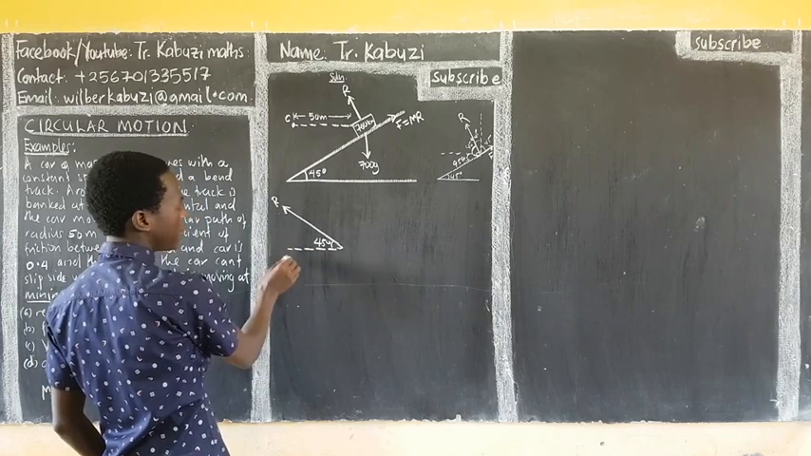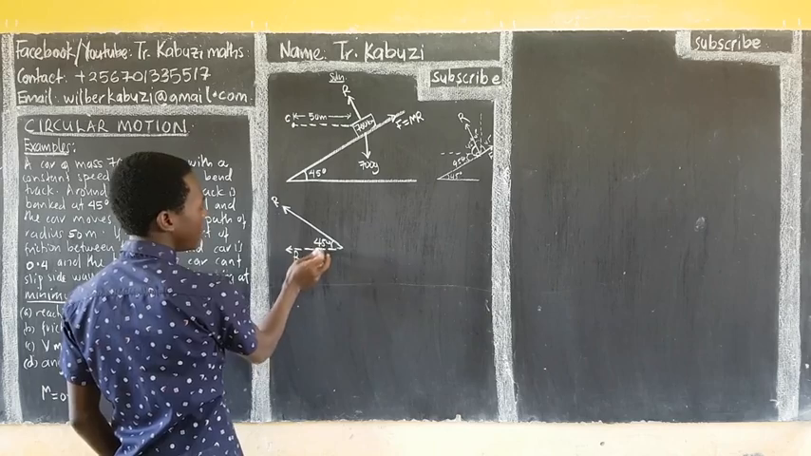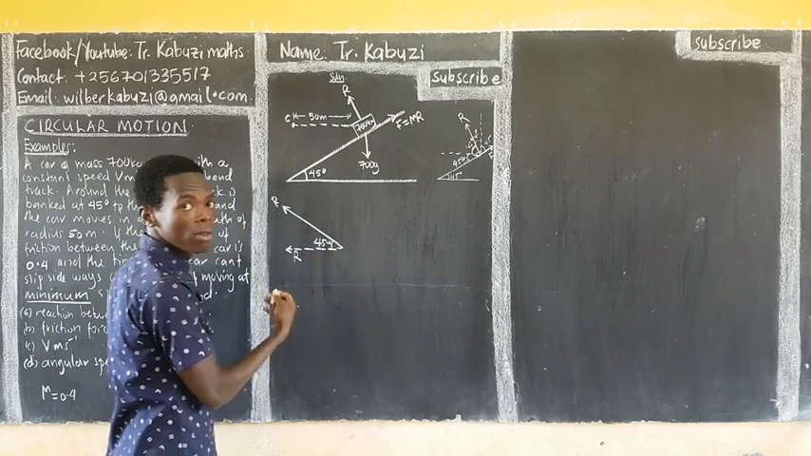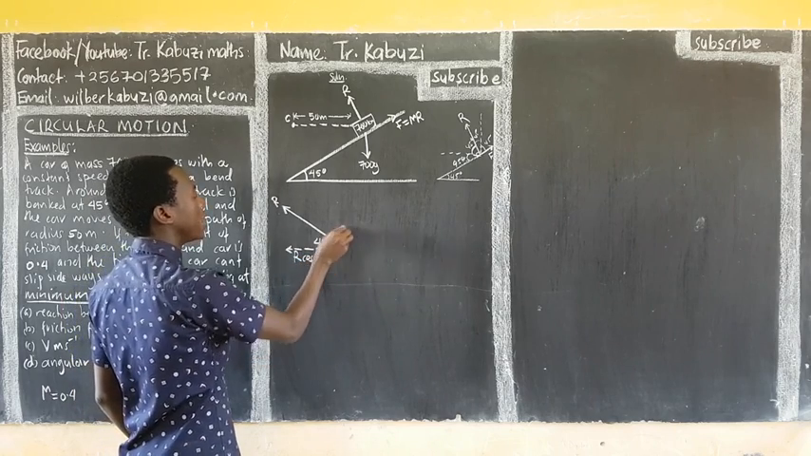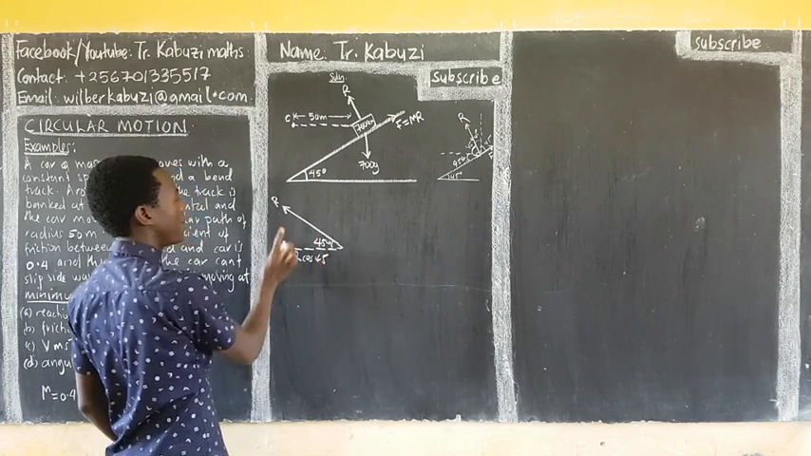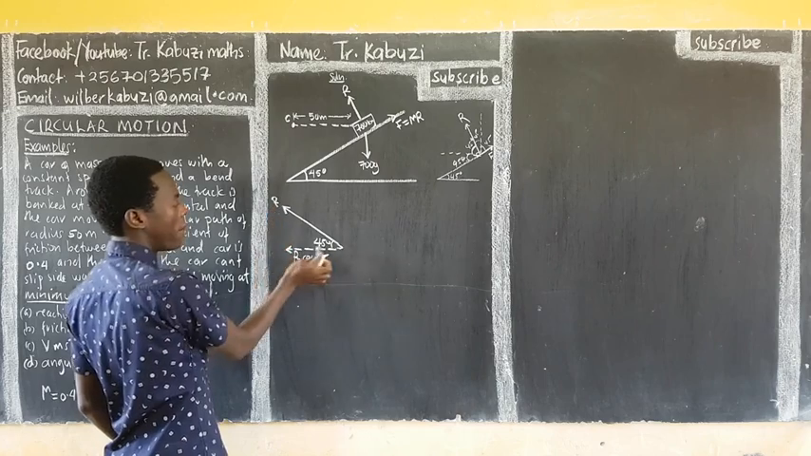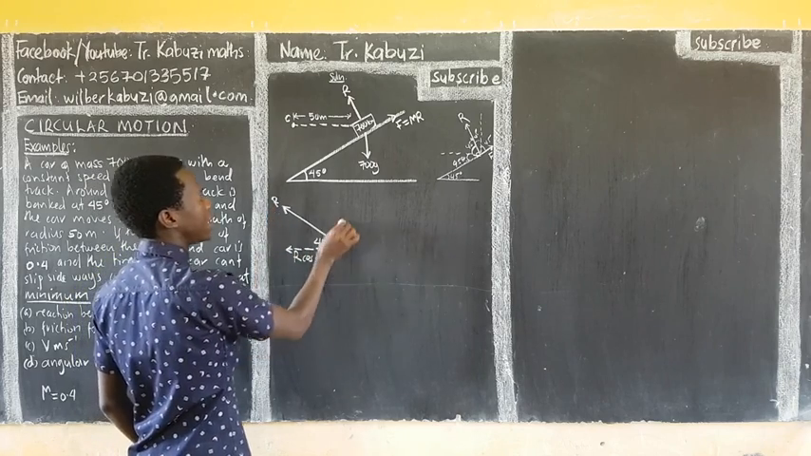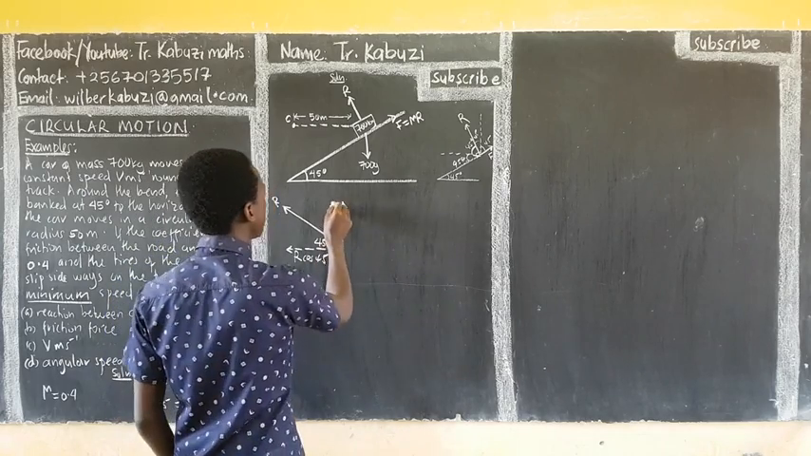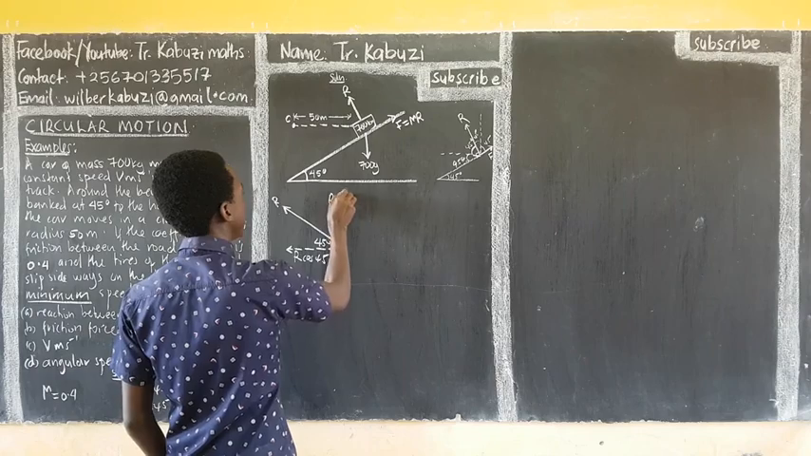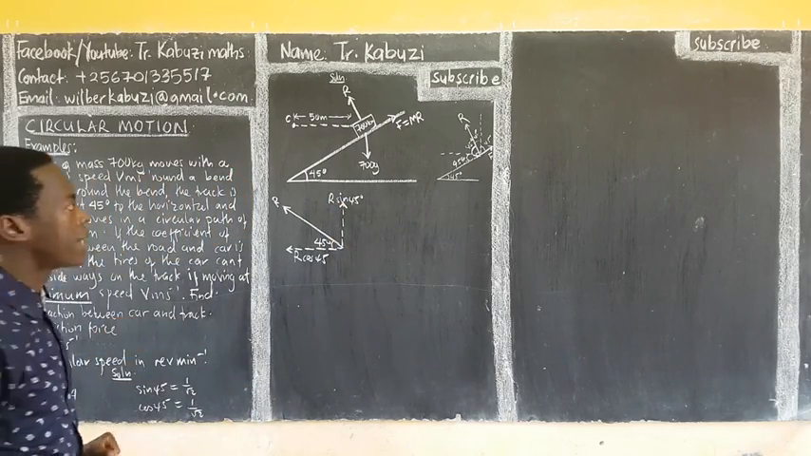Now, if you resolve this force, the horizontal component is going to be R. You see this is adjacent, and adjacent goes with the cos, so R cos 45. Then this one is going to be opposite to this angle, which I can write on this side also. So this is going to be R sine 45 degrees. So now I'm done with drawing this.